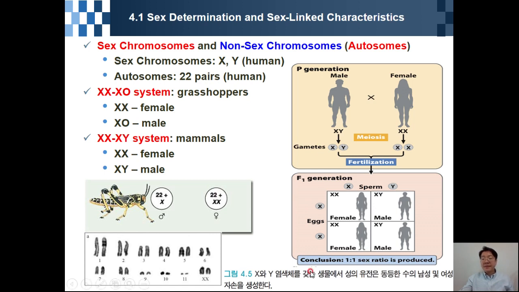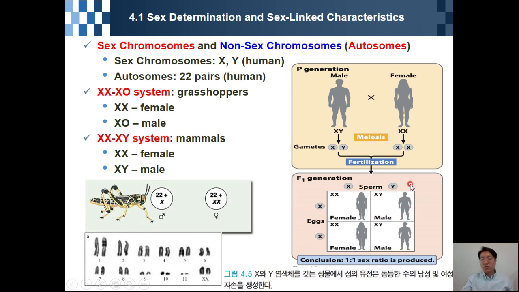So this is a Punnett square, showing the result after fertilization. The male can produce X and Y, and the female can produce X and X. In this square, they will make XX, which means it will become the female. And also in this square it will be XX, which makes a female, and in this square they will make XY, which means these crosses make the male.